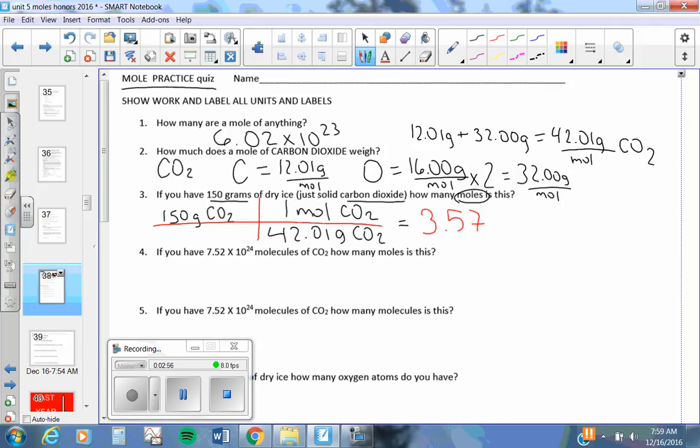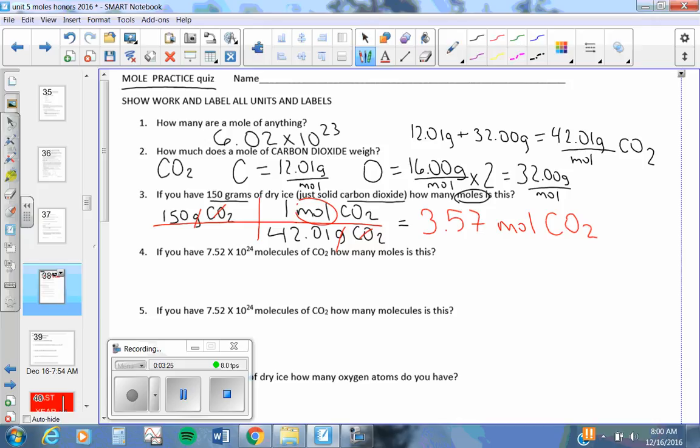3.57. I'm going to go through my problem now and check what I'm ending up with for units. My grams cancel out. I'm left with moles, so I have 3.57 moles. And we also need to know what the label is on it. Our CO2s here cross out, but we're left with this CO2 up top. Moles of CO2. Awesome.